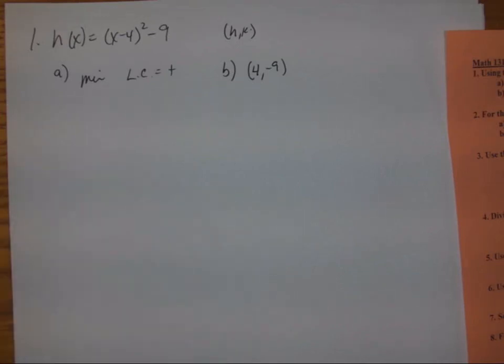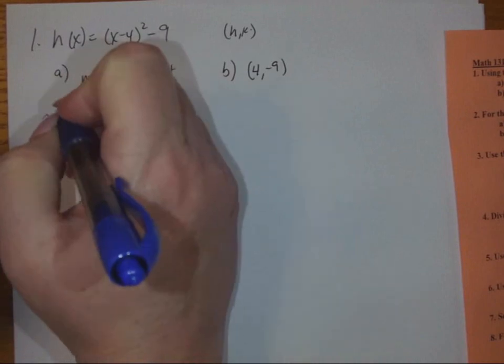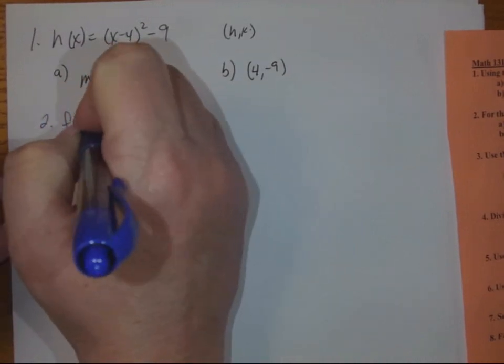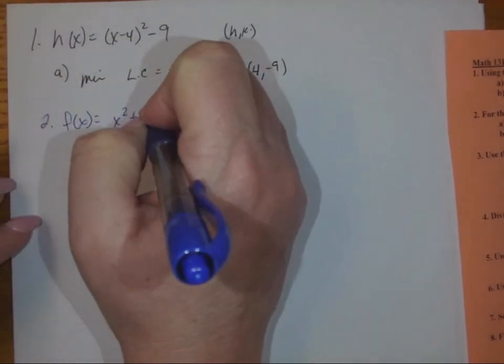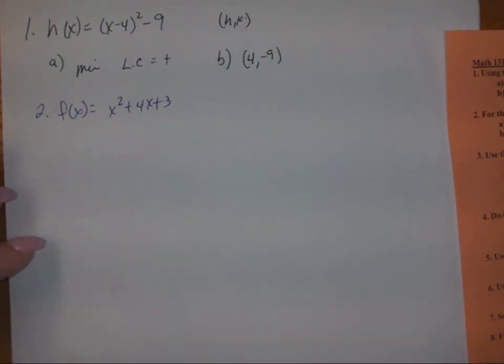All right, let's look at question 2. So on question 2, we are given the function f of x is equal to x squared plus 4x plus 3. So this is a different formula. On this one, we're going to find what the vertex is, and then the x and y intercepts, and we're going to graph it.